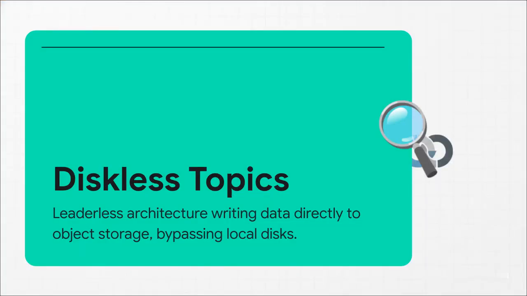Now, what's really interesting about this slide is KIP 1150, which introduces diskless topics. This is a brilliant leaderless architecture where your brokers write data directly to object storage, think Amazon S3 or Google Cloud Storage, completely bypassing local disks for persistence. In traditional Kafka, all partitions have a really strict leader-follower model, but diskless topics introduce a leaderless, zone-aligned internal structure, so any broker can accumulate requests in a buffer and then upload those complete batches straight into the cloud. It's a real game changer.